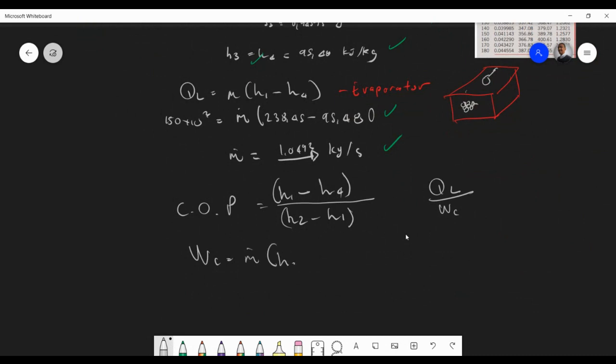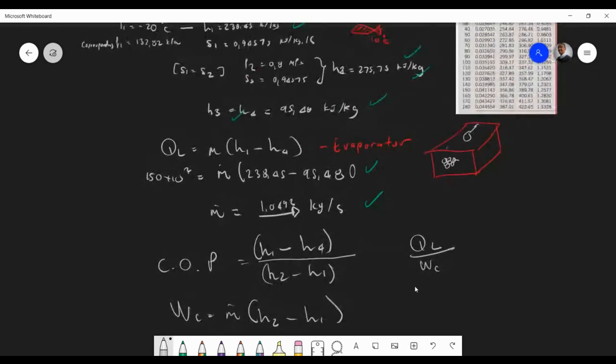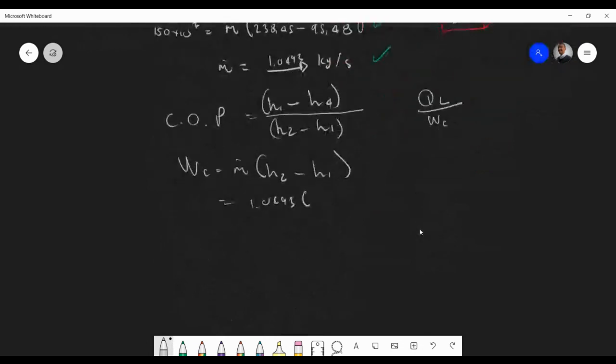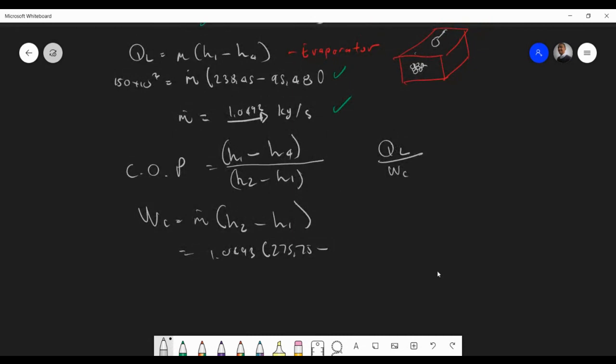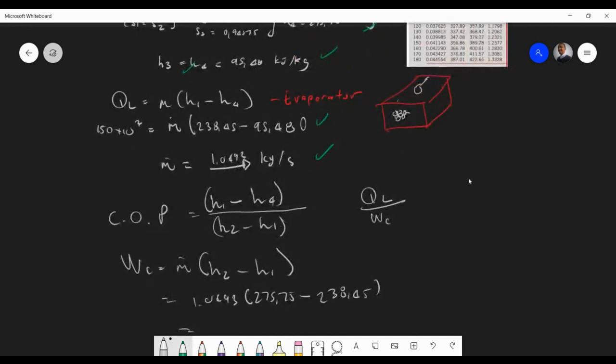So our work is going to be the mass flow times H2 minus H1, and let's find this. The mass flow is 1.0493. What is my H2? H2 is going to be 275.75 minus H1, and our H1 was 238.45.